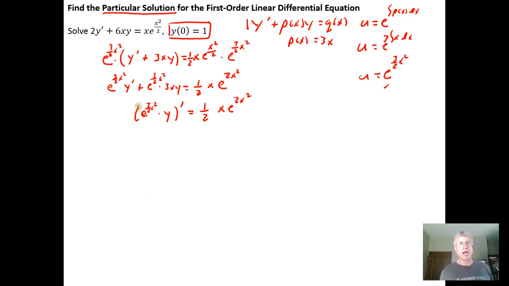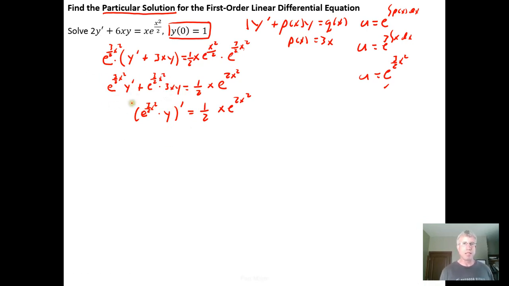So the check on work is to take the derivative of this product and make sure you get the previous line back. So e to the 3/2 x squared times y prime is sitting right here. And if I take the derivative of e to the 3/2 x squared, I get e to the 3/2 x squared. There it is. And then the derivative of 3/2 x squared is going to be 3x, which is right there, times the y. So quickly taking the derivative of this verifies that we don't have an error.